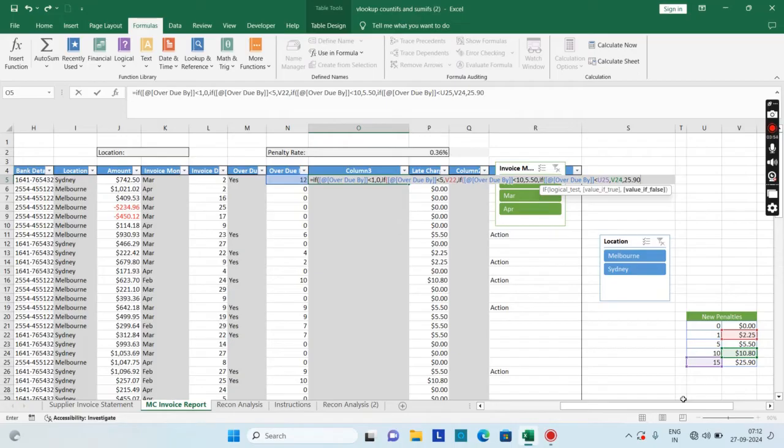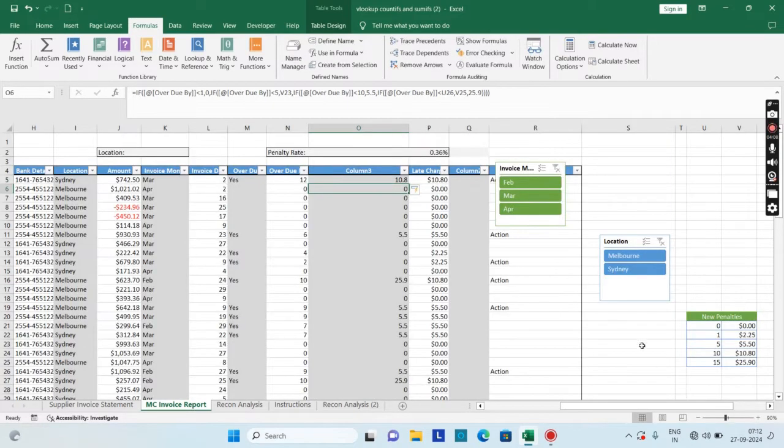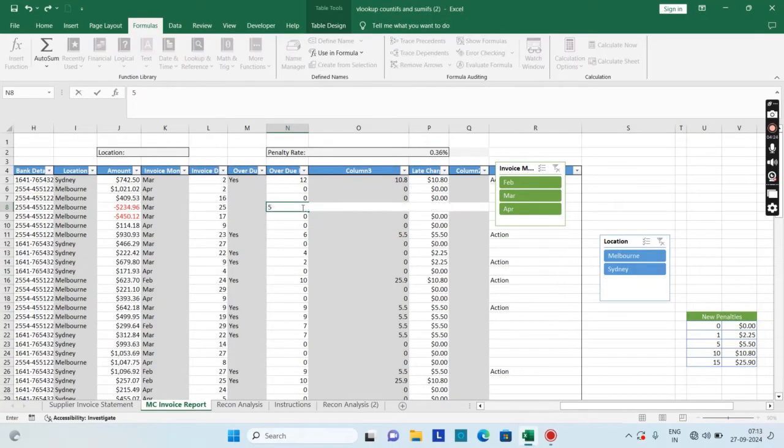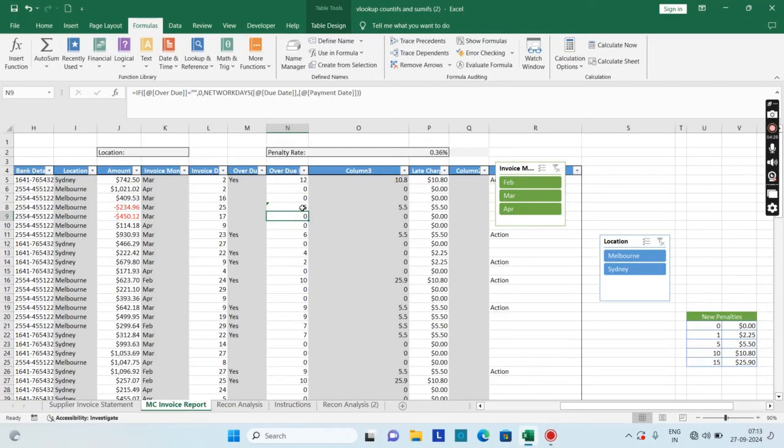25.90. So this is how I have created a nested if to get the penalties, and I will close the bracket. 1 if, 2 if, third one, and the final if. Enter. You can see that for 12 days I am getting the penalty of 10.8. For 6 days I am getting the penalty of 5.5. Let's suppose I am writing 5 here, then I am getting the penalty of 5.50.